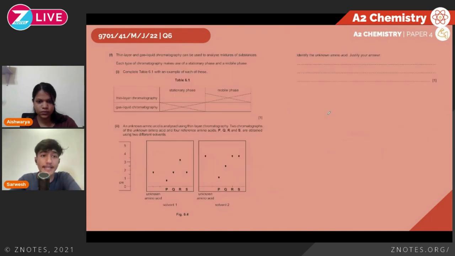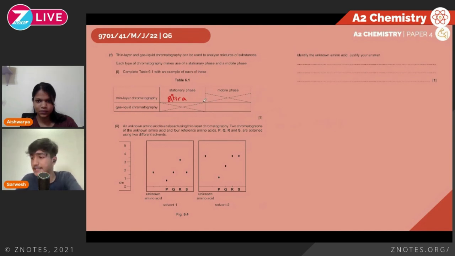Thin layer and gas liquid chromatography can be used to analyze mixtures of substances. Each type of chromatography makes use of a stationary phase and a mobile phase. So complete table 6.1 with an example of each of these. So TLC, what is the stationary phase in this? So this would be silica, or you could also use alumina, anything you wish.